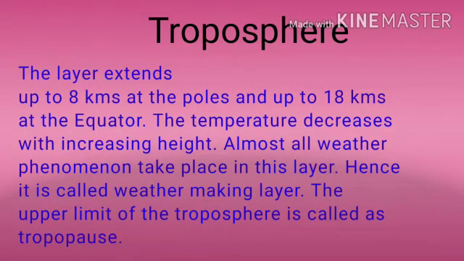Troposphere, that means Vepamandalam. The lowest layer of the atmosphere is the troposphere. The Greek word tropo means turn or change. The layer extends up to 8 km at the poles and up to 18 km at the equator. The temperature decreases with increasing height. Almost all weather phenomena take place in this layer. Hence it is called the weather making layer. Important one mark: the upper limit of the troposphere is called tropopause.